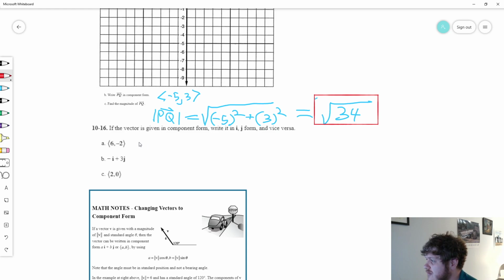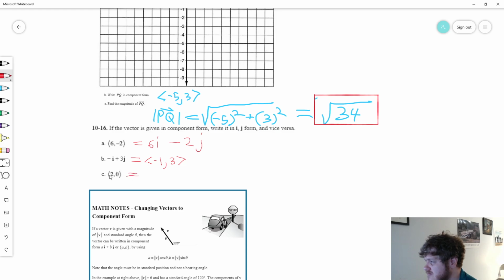So what we have is 6 in the x direction and -2 in the y. So since the x direction is the i vector, this would be 6i. And then since it's -2 in the y direction, that would be -2j. And then this one, we're converting into the other form. So the coefficient of the i would be your displacement in the x direction, and the coefficient of j would be your displacement in the y direction. So for this one, we have -1, 3.